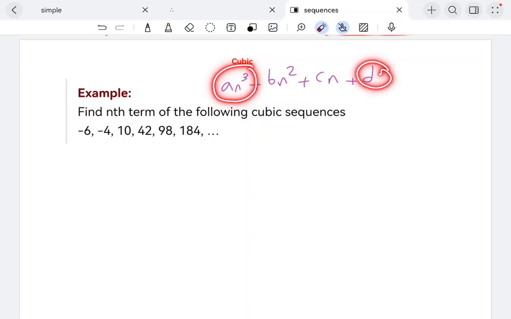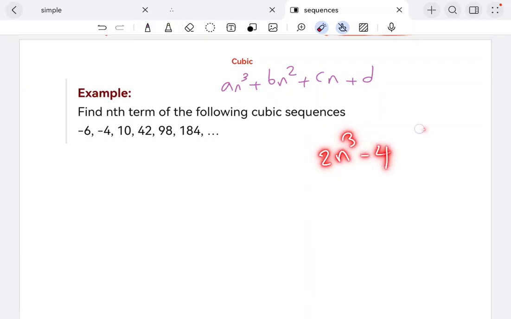So the question comes like 3n cubed plus 5, maybe just like that, n cubed minus 1, just like that, or 2n cubed minus 4. That's all the questions that come about the cubic sequence. Okay, so let's take one here.